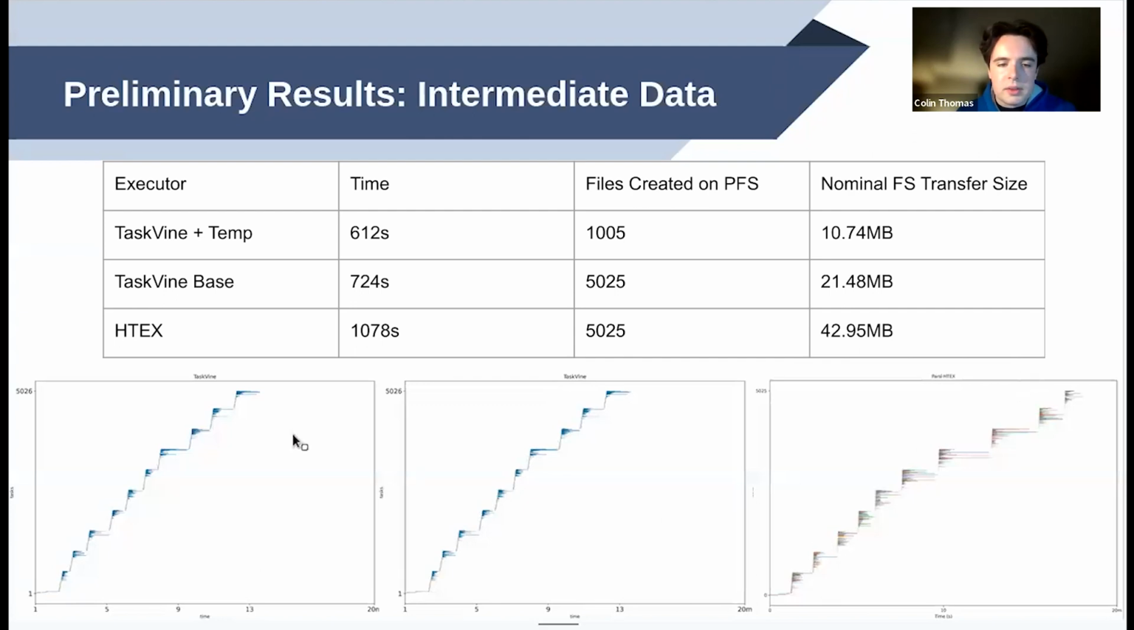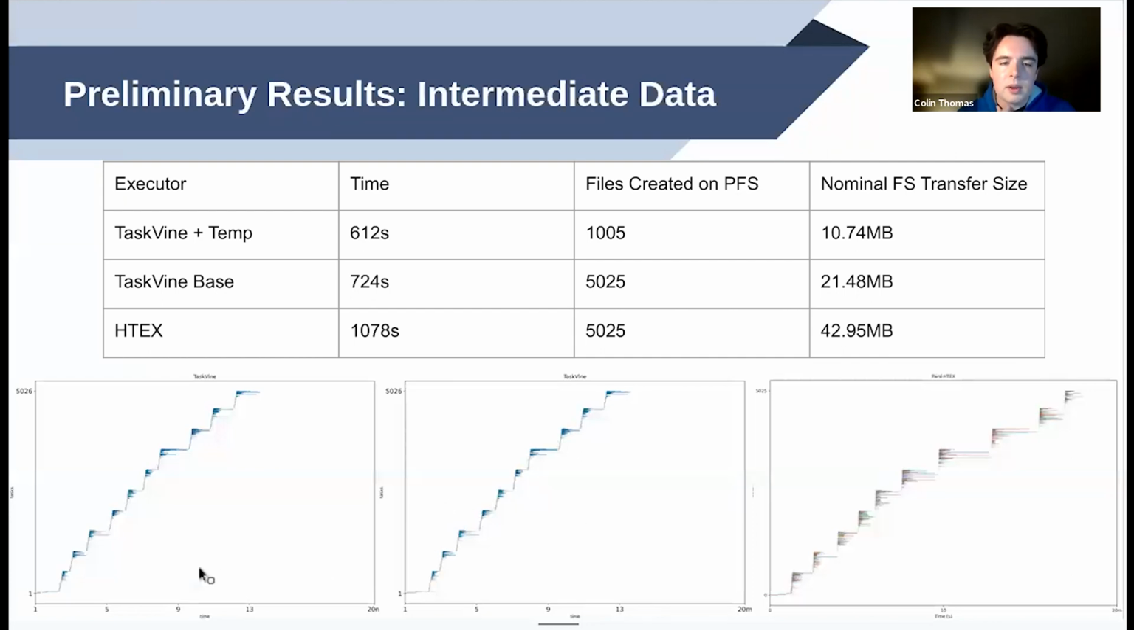And if we look at these graphs here, these are from left to right in order: the TaskVine temporary, TaskVine base executor, and then high throughput executor. We can see these 10 batches of tasks that are running. The y-axis on all of these graphs is each task in the order in which it is being run. So there are 5,026 tasks in this workflow. And the x-axis here is just the time it takes to run. So each one of these stair steps is one batch of 100 tasks.